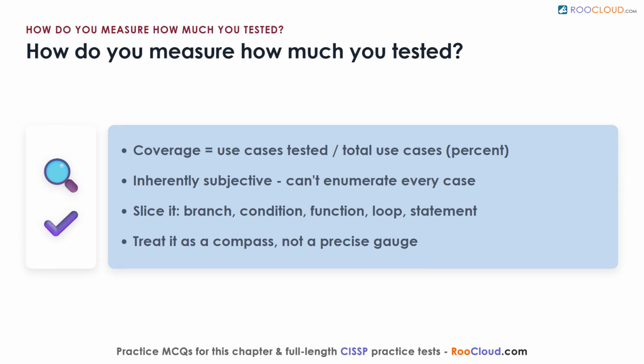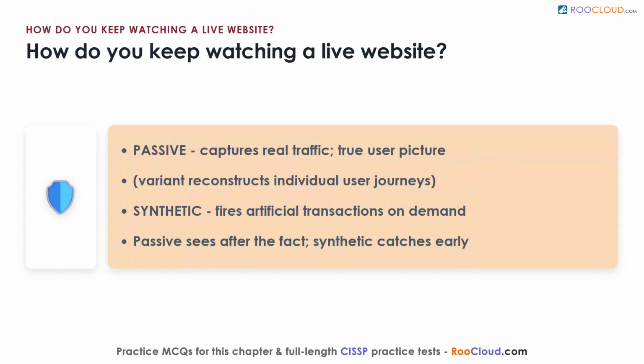How do you keep watching a website once it is live? With two complementary styles of monitoring. Passive monitoring captures real traffic as it flows, giving you a true picture of what actual users experience, and a variant even reconstructs individual user journeys. Synthetic monitoring, by contrast, fires artificial transactions at the site, from a simple page request to a full scripted flow, to measure performance on demand. Passive only sees a problem after a real user hits it, while synthetic can catch trouble before anyone does. Pair them, and you both feel the present and probe the future.